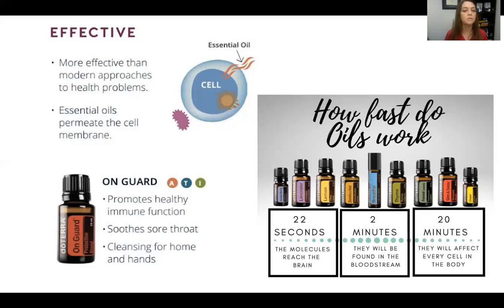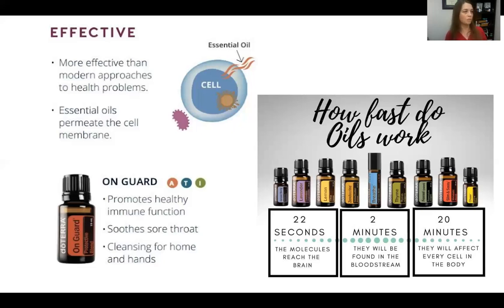We want to keep the immune system working strong, because when you have lymphedema, you can be at risk for cellulitis and infections in the skin. So On Guard is a really great and pleasant aroma. It smells like fall, cinnamon, clove type. And it promotes that healthy immune function. This is the one I'm using on my kids, on myself, just a drop every single day.